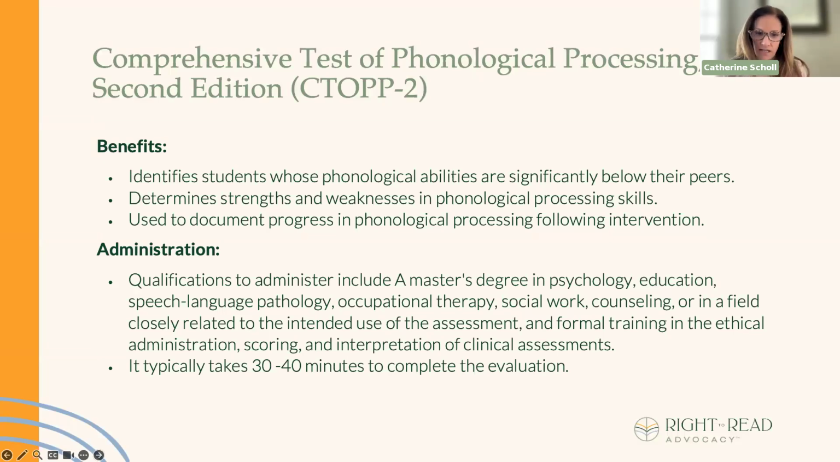The CTOPP can take up to 30 to 40 minutes, again, depending on the child. So when we're doing a comprehensive literacy evaluation and we're trying to uncover strengths and weaknesses, we always start from the top down. We're always going to start with that multiple test, like the WIAT 4. Then depending on the weaknesses that we see, we're going to drill down.